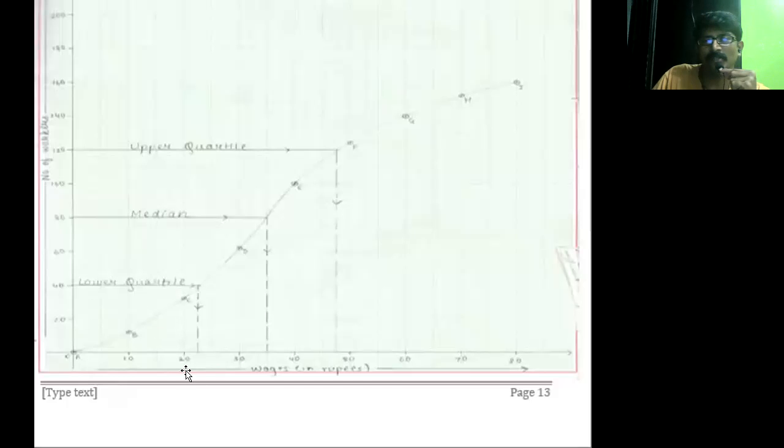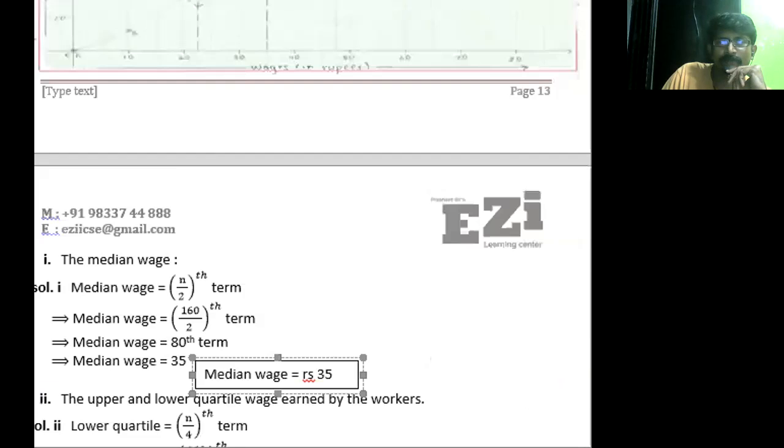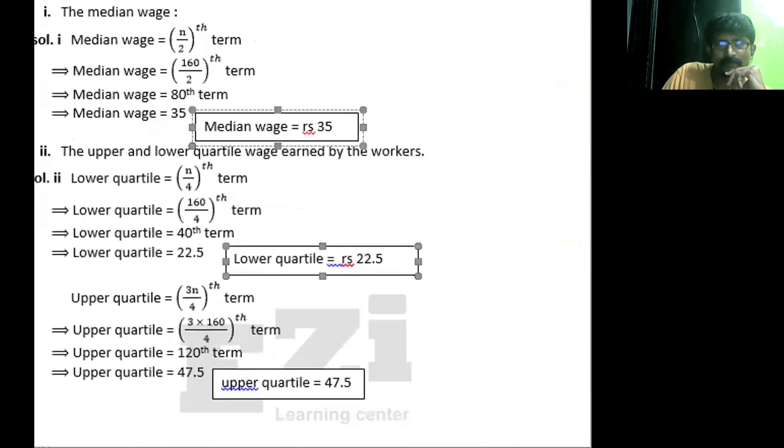So I hope you finish the lower quartile, and the same with the upper quartile you can do that. 3n upon fourth term, that is 3 into 160 upon 4, so that will become 120th term. And now 120 से हम लोग on y axis से horizontal line draw करेंगे ओजाई तक, and ओजाई से vertically axis मतलब vertically on the x axis projection ले लेंगे, and that would be your answer. I guess it's something at 47.5, and that's your answer for the upper quartile, 47.5 rupees.